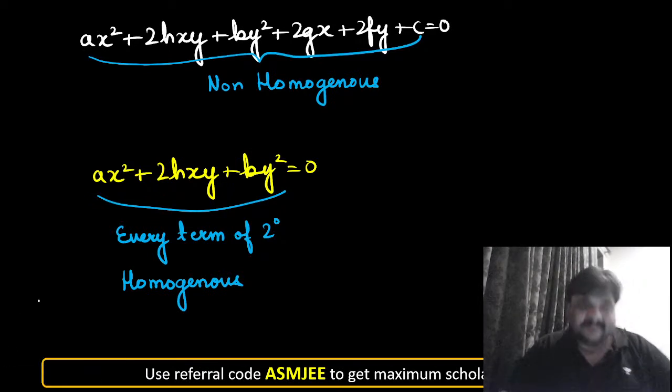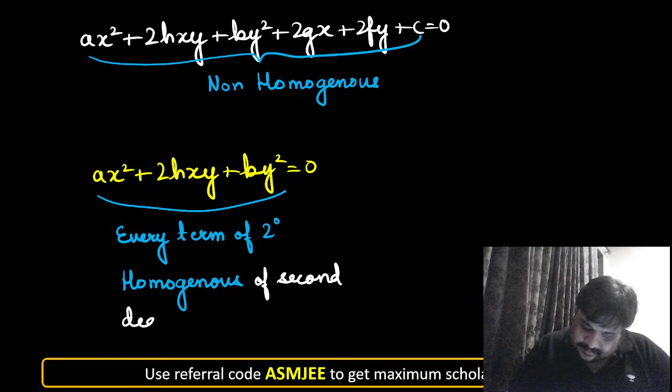Okay. Has everybody understood this part? This is non-homogeneous. This is homogeneous of second degree, every term of degree 2. Correct? Okay.